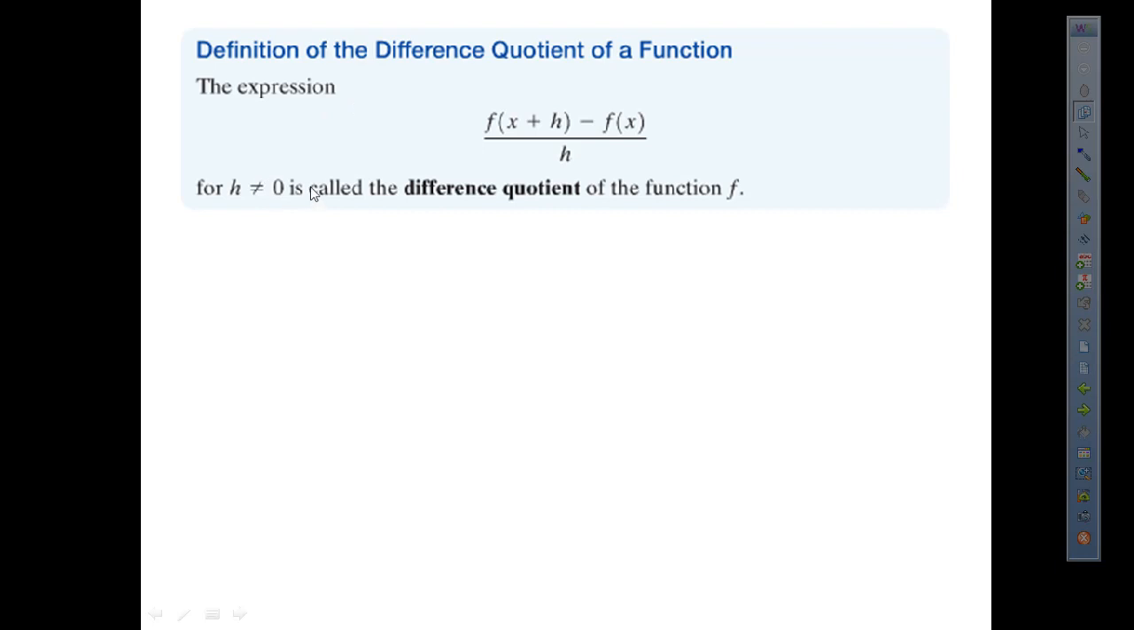Now, the last thing we're going to talk about is the difference quotient of a function. This is going to lead directly into part of what you're going to cover in calculus if you ever take it. But we're just going to deal with the difference quotient as it is right now. The expression f of x plus h minus f of x all over h, for h not equaling 0, is called the difference quotient of the function f. Now, don't overcomplicate this. What is f of x plus h? It's just whatever function we're dealing with, and in place of x, we're putting x plus h all the way through the thing.